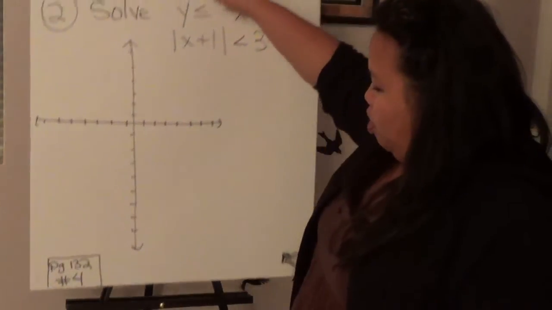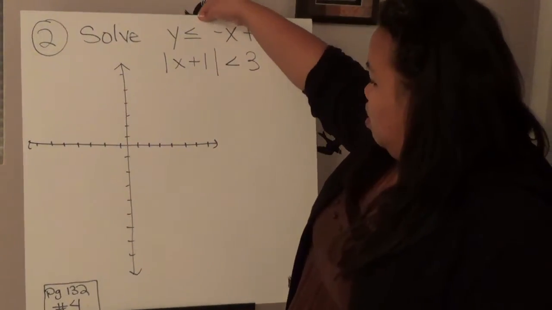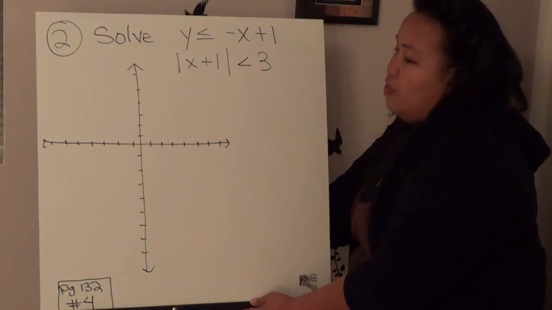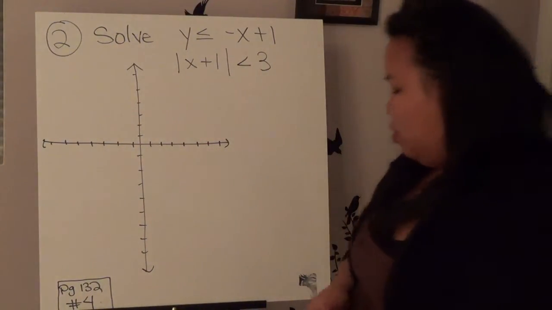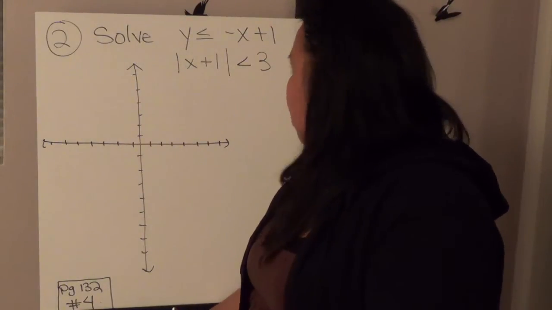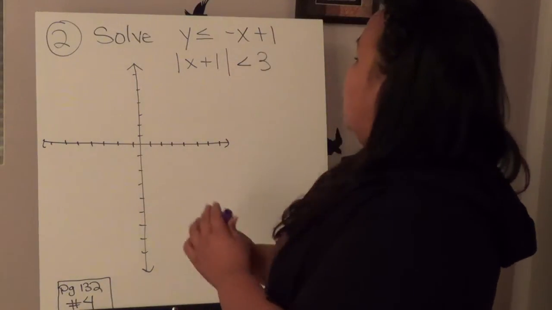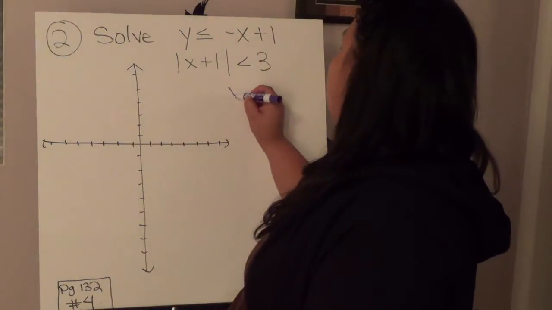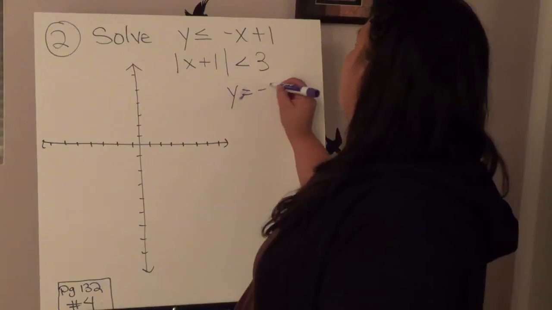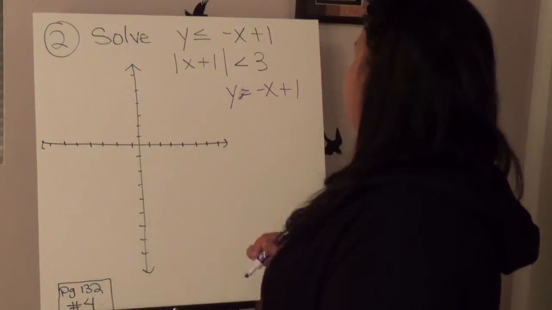This is our last board. This time is a little tricky because they gave you an absolute value. Now we're going to go ahead and graph the first one like normal. So this one is y, we're going to change this into equals negative x plus 1, right?